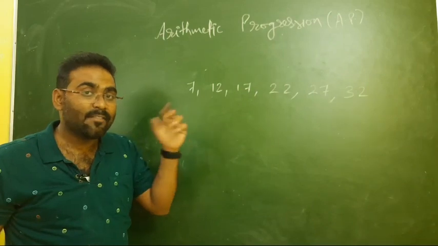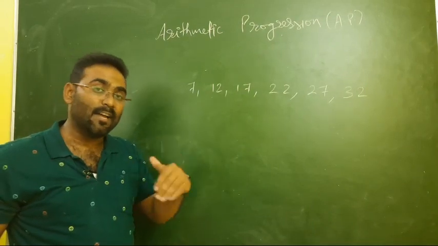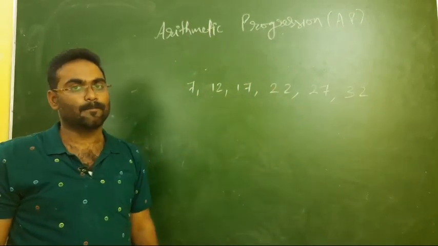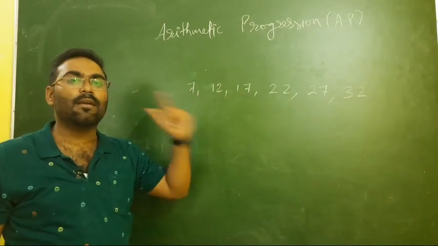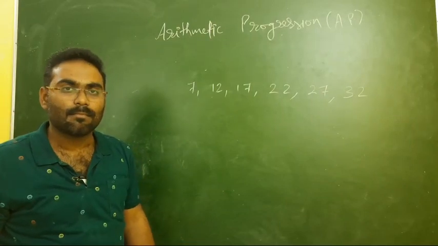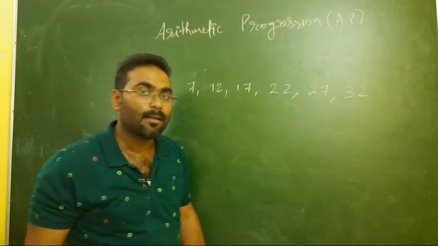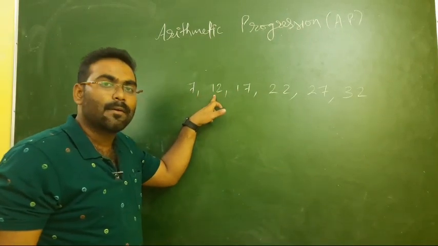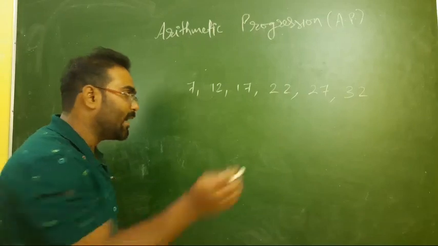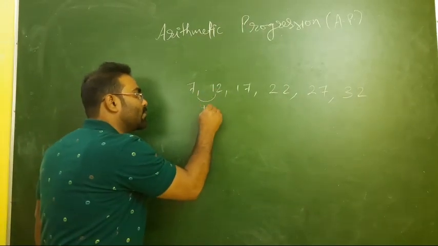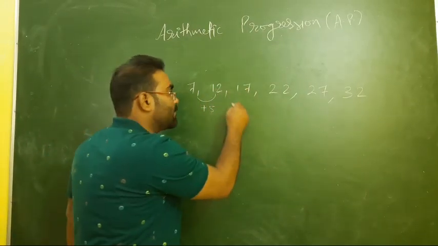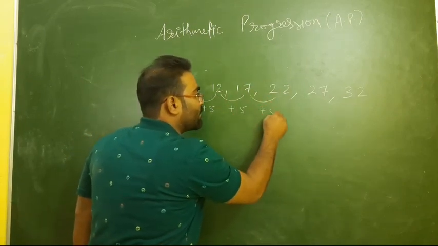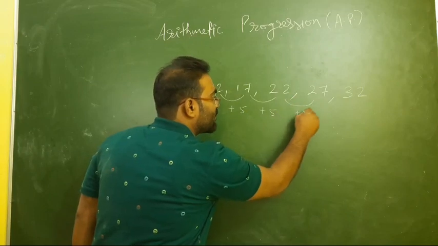I haven't mentioned it yet because I have left it on you. What else is special about this series? And that is why we call it arithmetic progression. Do you know what is special? Okay, now see. What is 7 plus 5? 12. What is 12 plus 5? 17. And then again plus 5. Then 22 plus 5 is again 27.